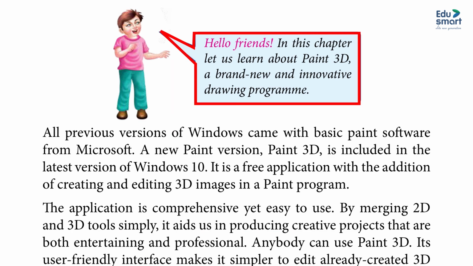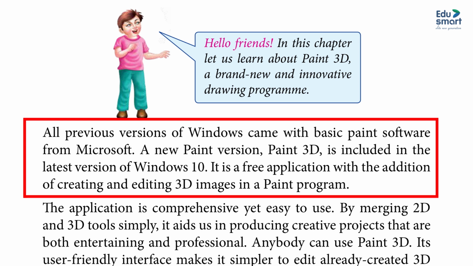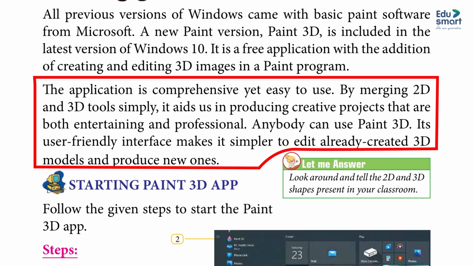Hello friends, in this chapter let us learn about Paint 3D, a brand new and innovative drawing program. All previous versions of Windows came with basic Paint software from Microsoft. A Paint version, Paint 3D, is included in the latest version of Windows 10. It is a free application with the addition of creating and editing 3D images in a Paint program. The application is comprehensive yet easy to use.